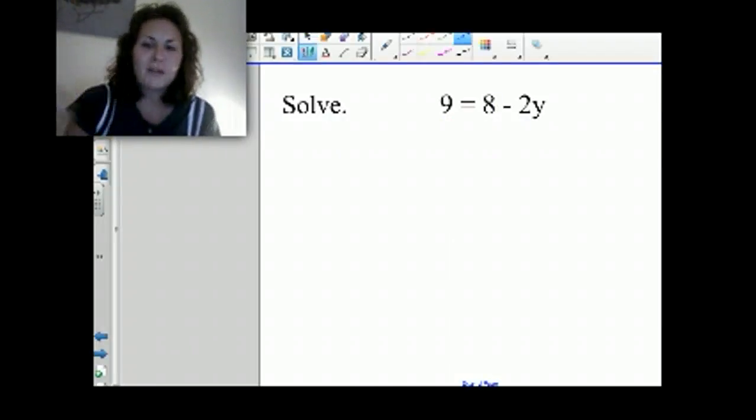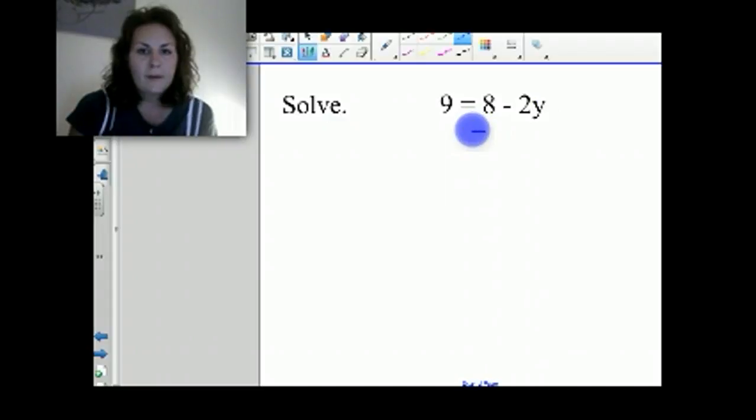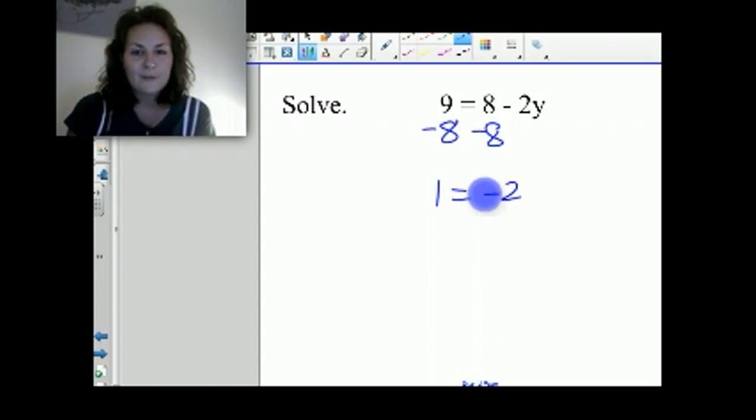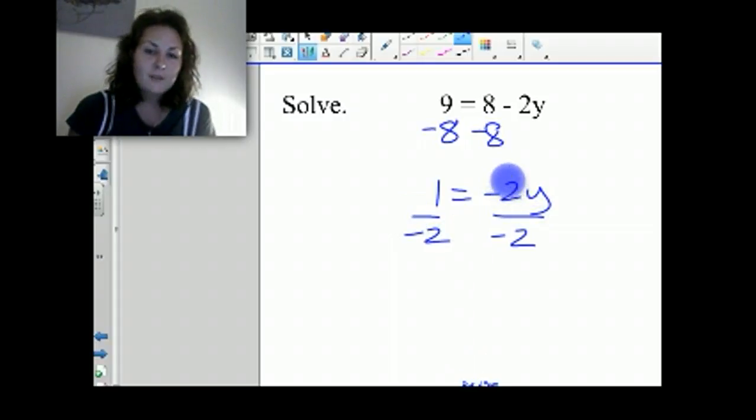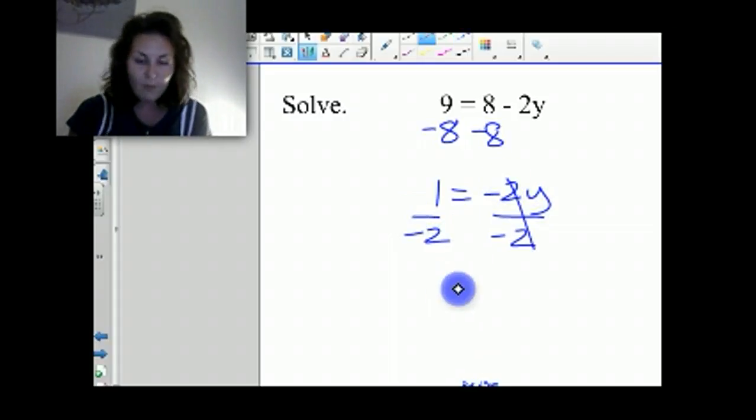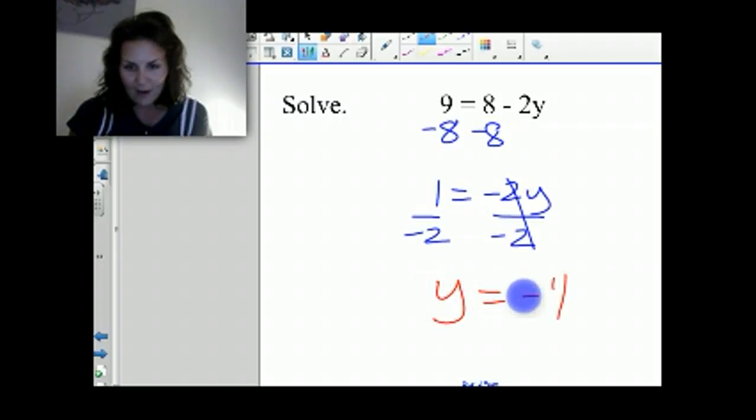We're just reiterating. We're going to subtract 8 from both sides. 9 minus 8 is 1 equals negative 2y. Divide both sides by negative 2. Negative 2 divided by negative 2 is positive 1. So y equals negative 1/2.